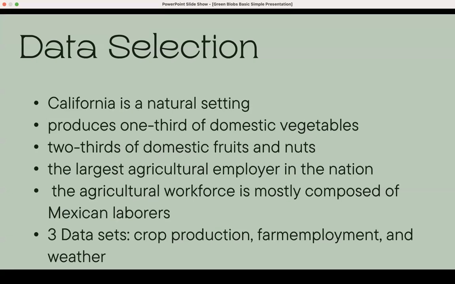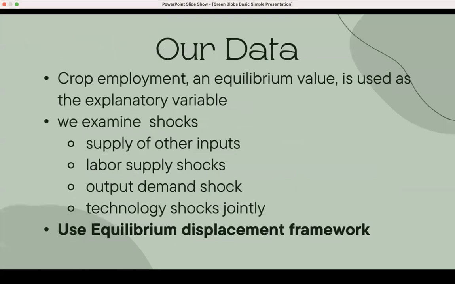Our results will be based on three data sets: crop production, farm employment, and the weather. A little bit more about our data and the model we're going to use to interpret the results in this paper. We're going to look at crop employment, which is going to be our explanatory variable throughout the research in this paper.